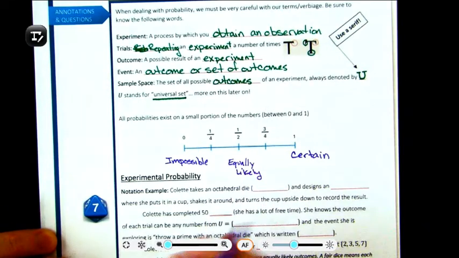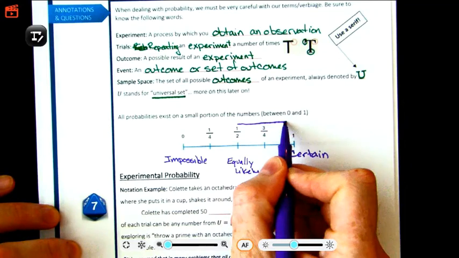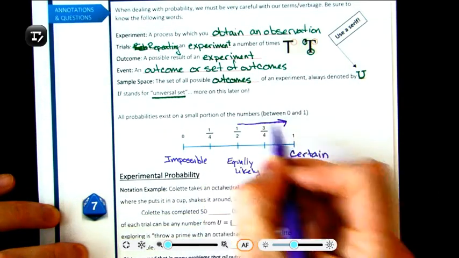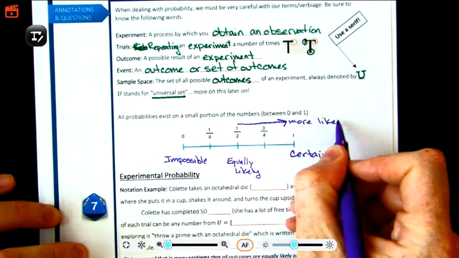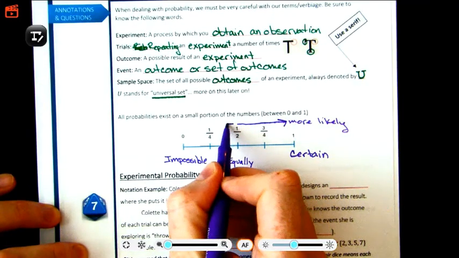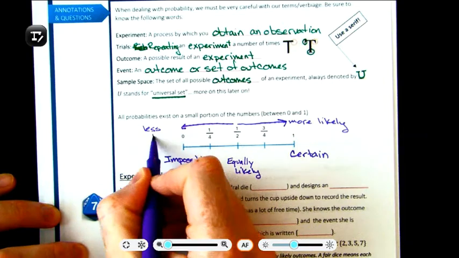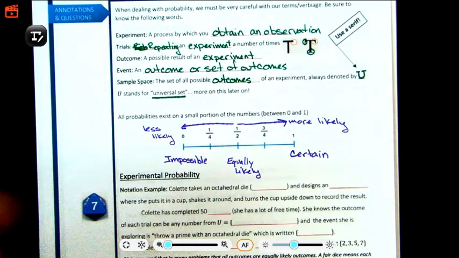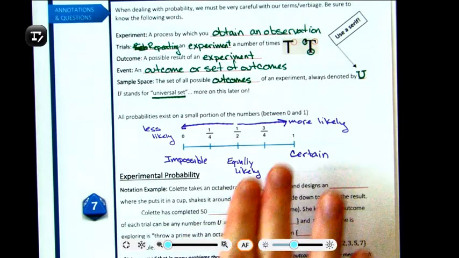And then, obviously, as you go towards the right, as you get closer to 1, it's more likely to happen. And as you go further left, it's less likely. So if you're playing a game and you're trying to win, you probably want a probability to the right of the 1/2.